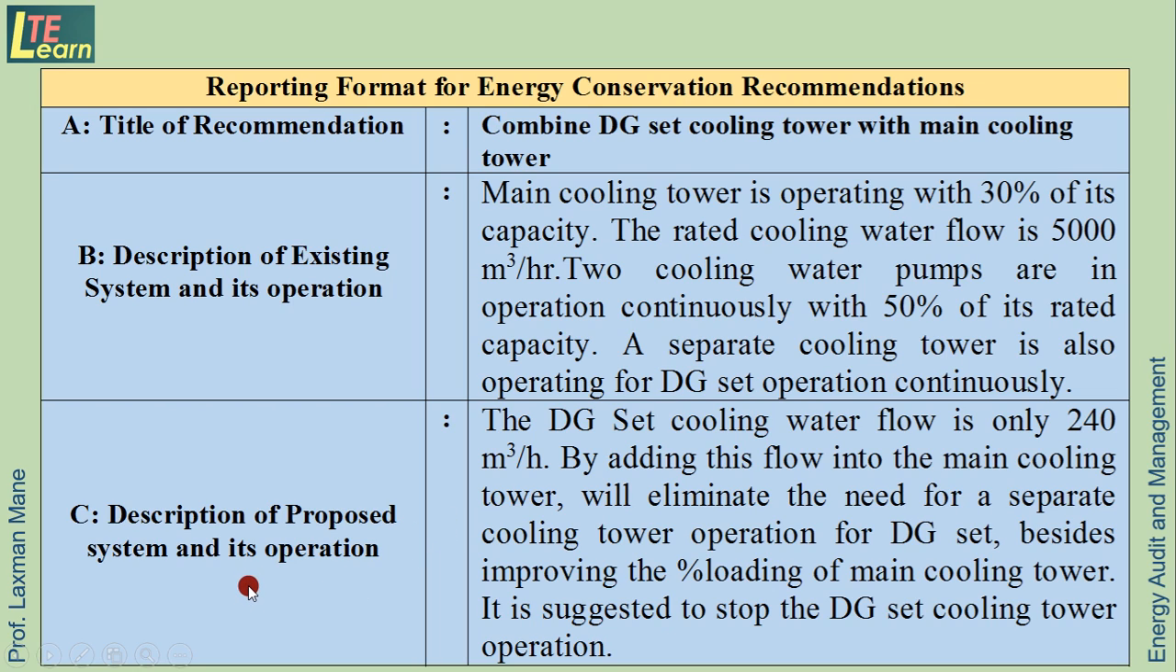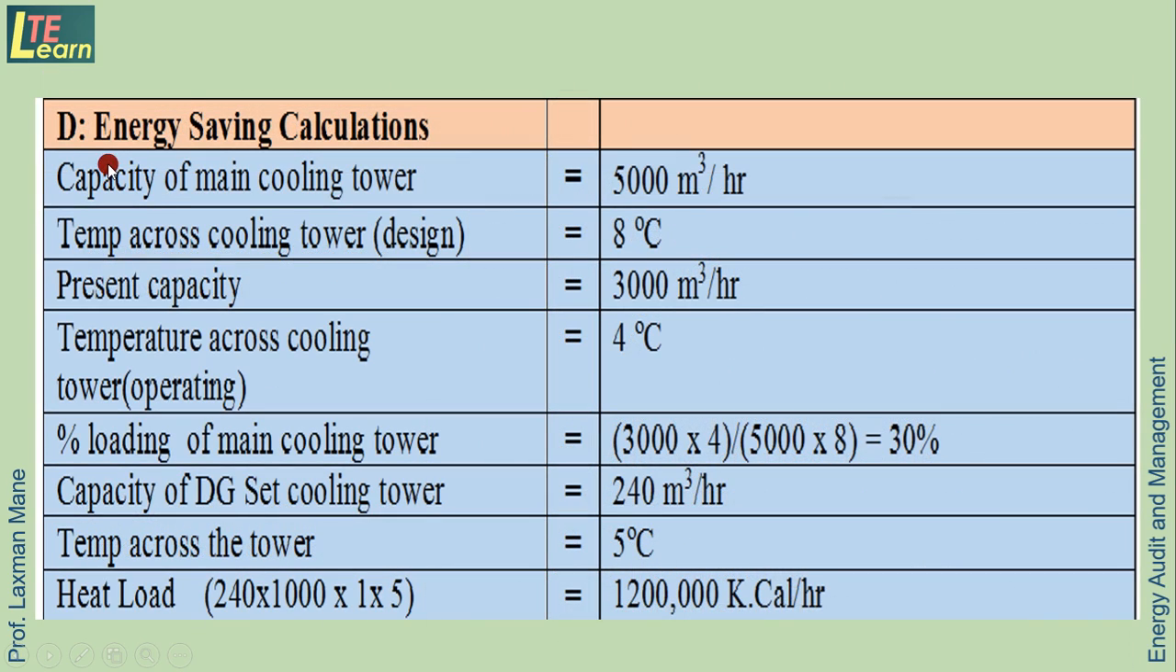Now the proposed system and its operation is described here. So here is a DG set cooling tower with a cooling water flow of 240 meter cube per hour. By adding this flow to the main cooling tower flow, we eliminate the need for a separate cooling tower operation for the DG set. So it is suggested to stop the DG set cooling tower operation. Now see the analysis here.